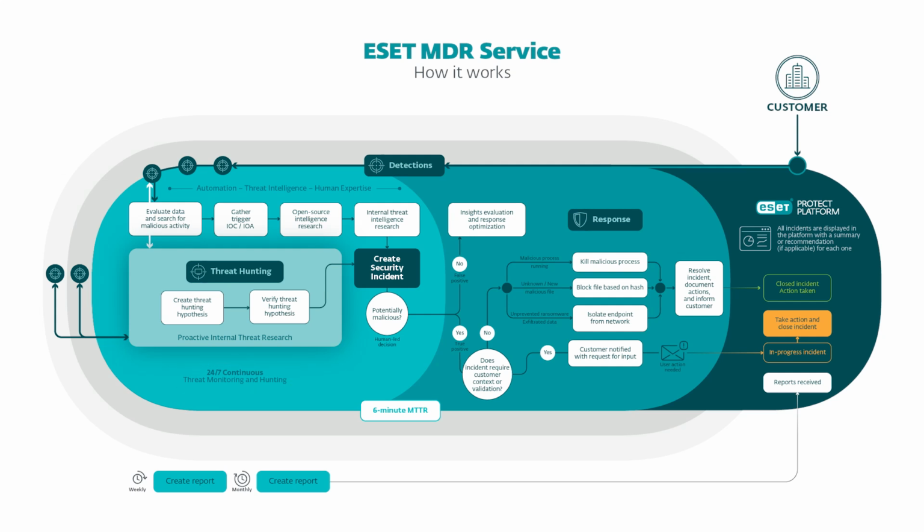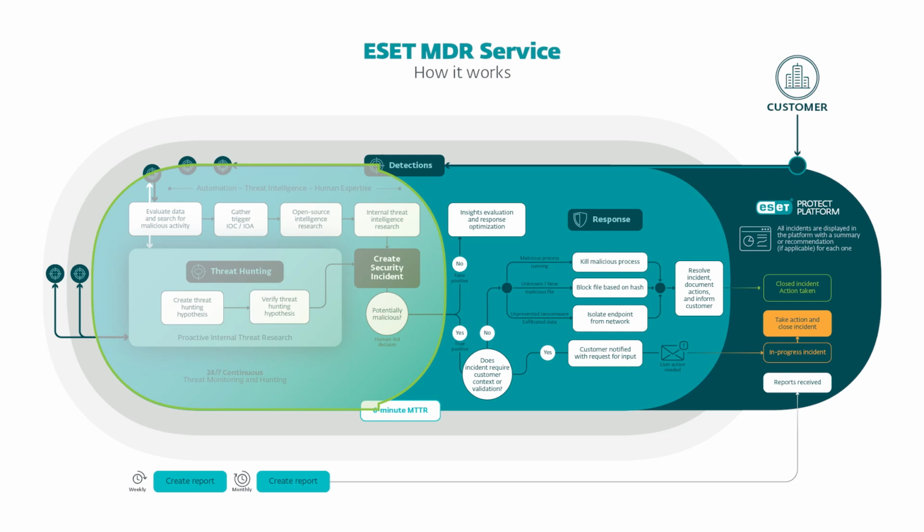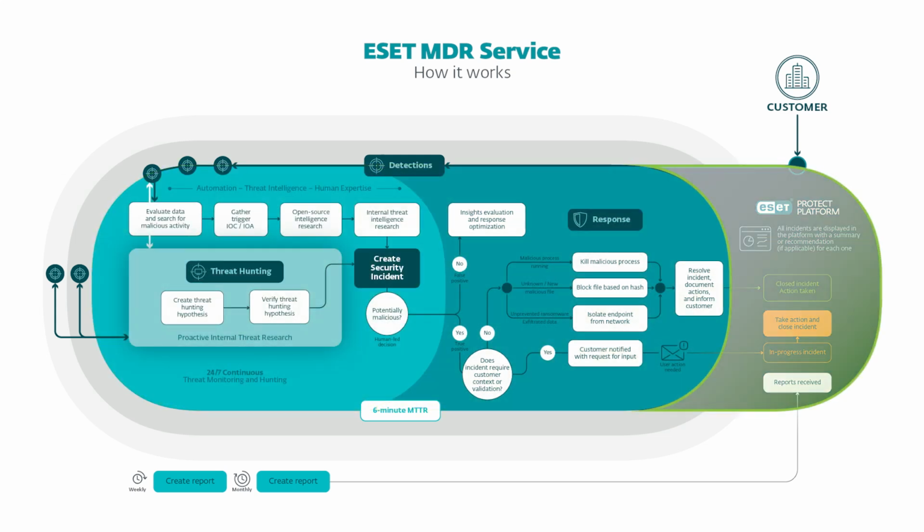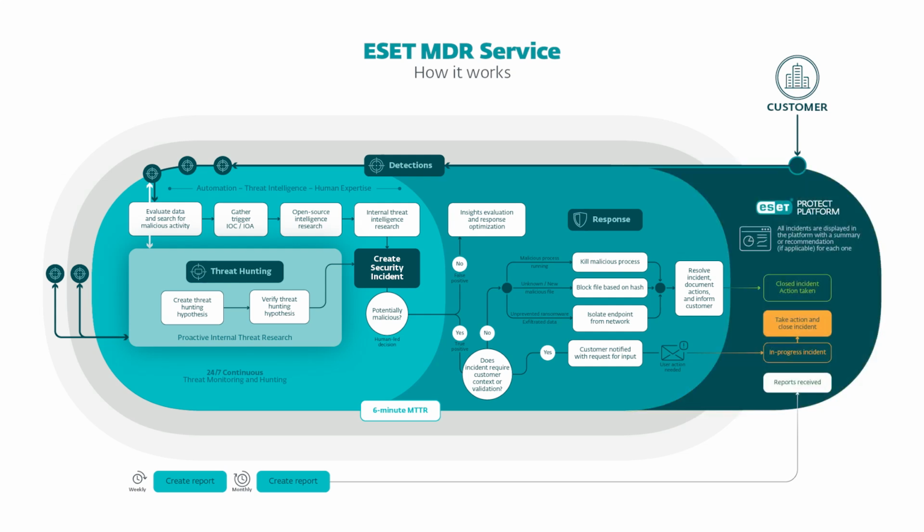This infographic might look complex at first glance, but don't worry. We'll break it down into its key components. The process is divided into three main stages: data collection and evaluation, incident creation and response, and user visibility and interaction. Let's get started.